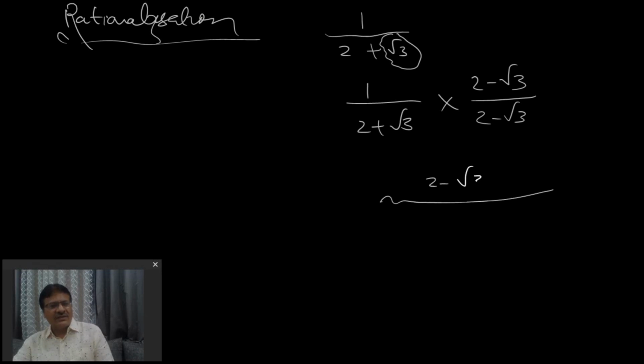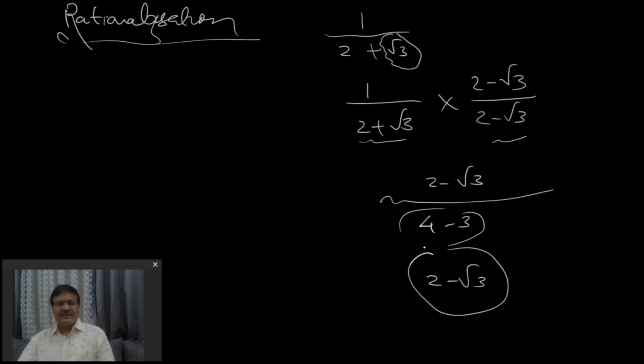So 2 minus root 3 divided by a plus b and a minus b. What do I get? a square minus b square. So it would be 4 minus 3. So 2 minus root 3 divided by 1. So finally my answer is 2 minus root 3. So this way we can do rationalization.